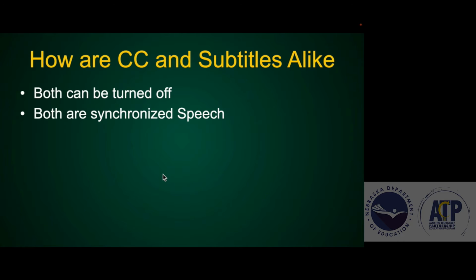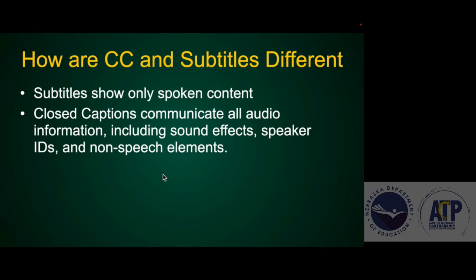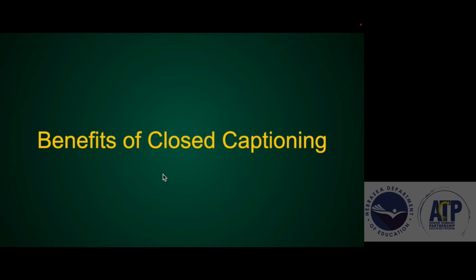So how are closed captioning and subtitles alike? Well, both can be turned on and off, and they both are synchronized with speech. The difference between closed captioning and subtitles is that closed captions are intended for the deaf and hard of hearing, and subtitles are intended for hearing viewers. Subtitles only show the spoken content, whereas closed captions communicate all audio information and include sound effects, speaker identifications, and other non-speech elements.